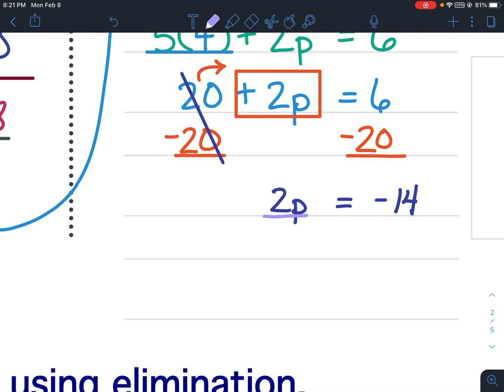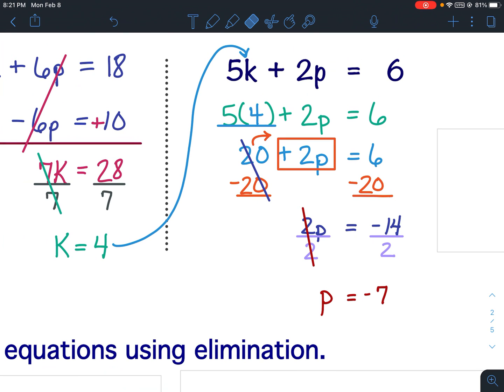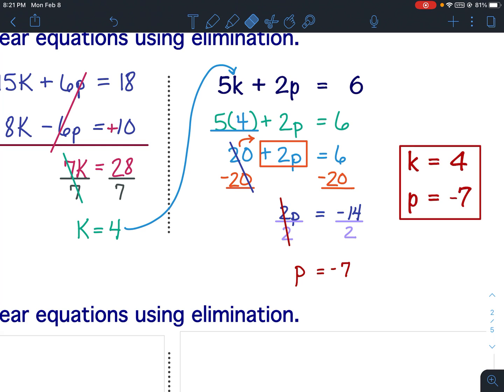Last step, divide both sides by 2 to isolate the variable. Cancel out the 2s. p equals negative 14 divided by 2, which is negative 7. So I have k equals 4, p equals negative 7. Going in alphabetical order, it would be k first, then the p. So k equals 4, p equals negative 7.